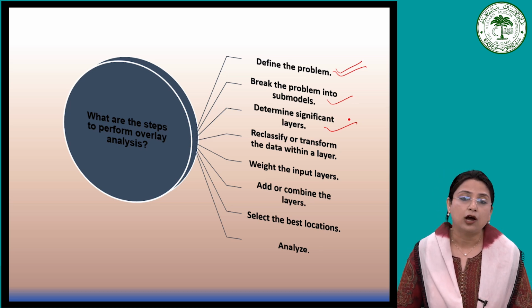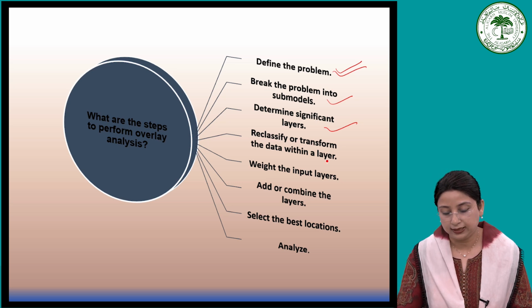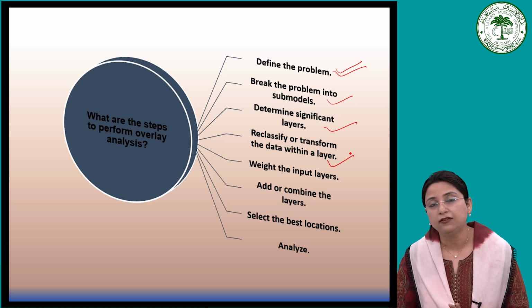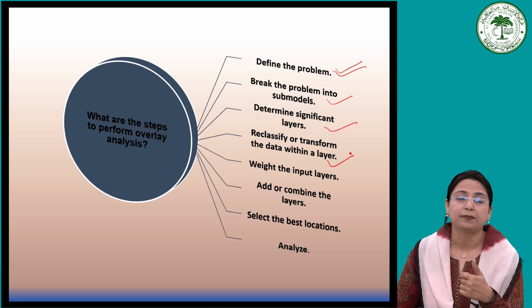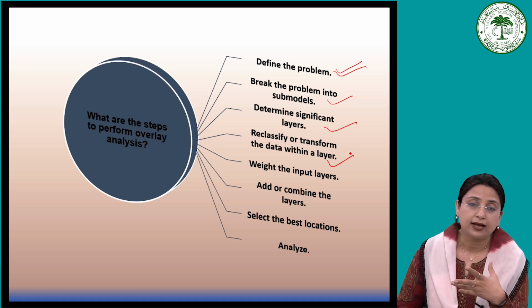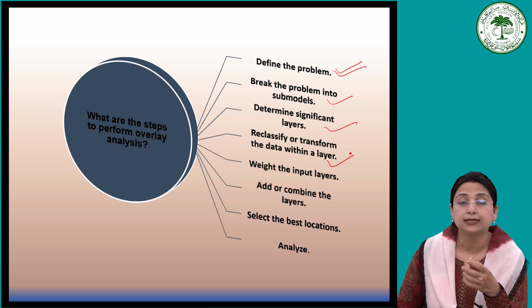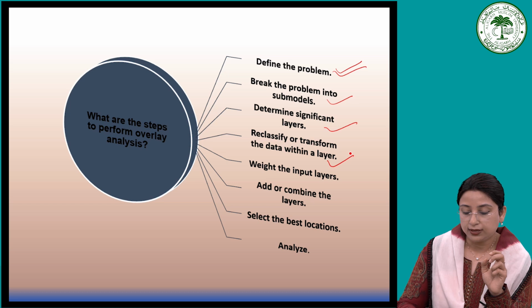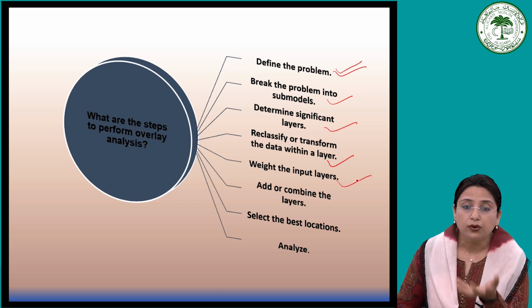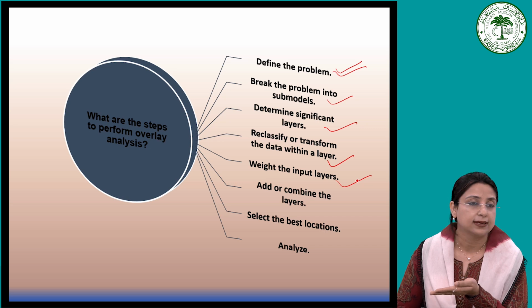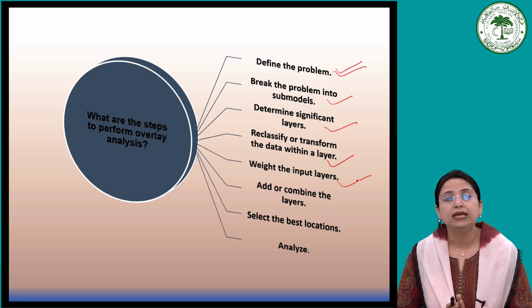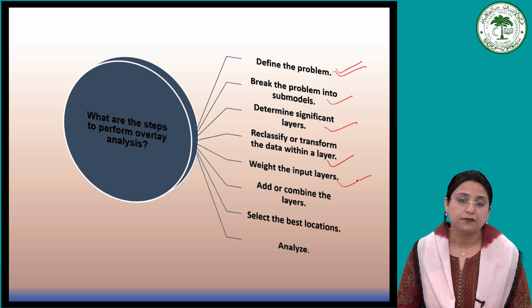Then reclassifying or transforming data within a layer. There are different layers, and we have to reclassify or even transform the data within a layer, because, if you remember, I have said those factors, the information to be considered, exist in rasters. Then weights are assigned to the input layers: which is more important, which is less than that, and which is the least important. According to the priority, we can give the weight to the different factors.